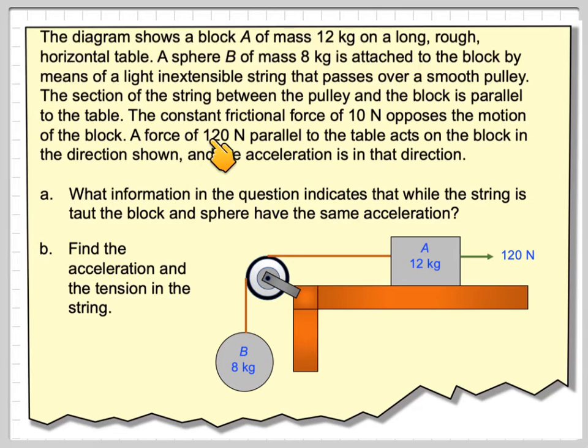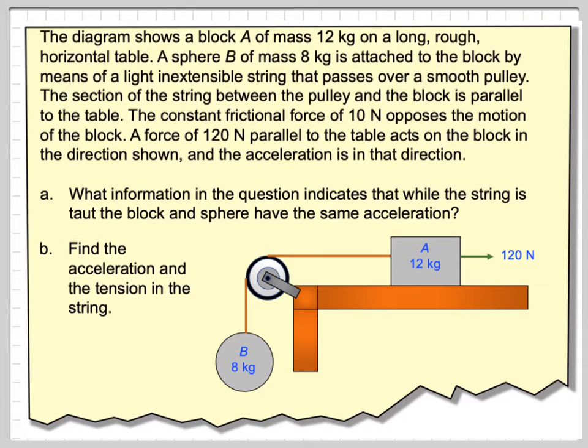A force of 120 newtons parallel to the table acts on the block in the direction shown, and the acceleration is in that direction. A. What information in the question indicates that while the string is taut, the block and the sphere have the same acceleration? And B. Find the acceleration and the tension in the string.